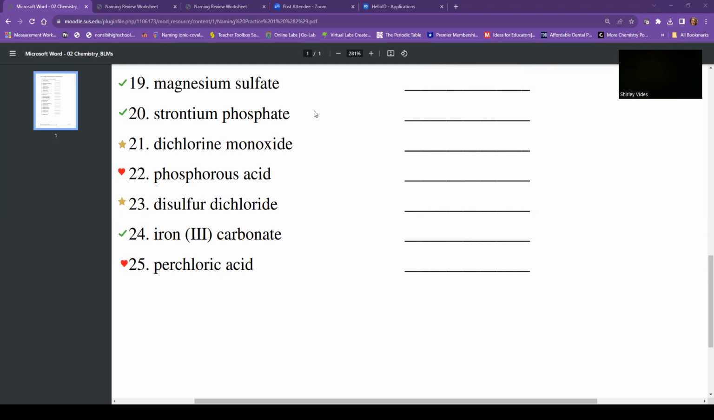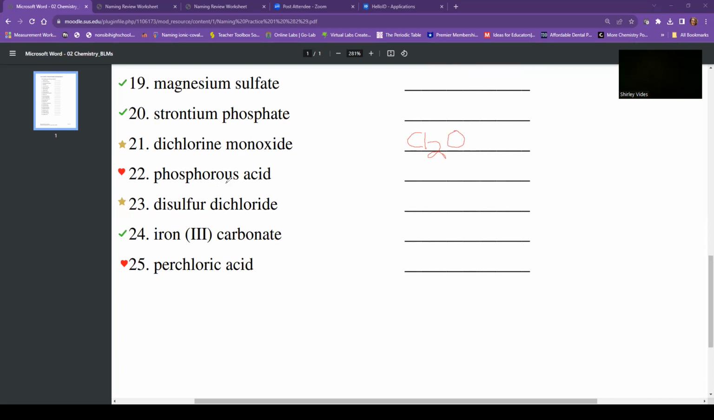All right. So magnesium sulfate. See, it's just telling me, right? Magnesium, sulfate, do your crisscross, and you've got it. Strontium phosphate, same thing. Dichlorine monoxide. Okay, di means 2, mono means 1, right? So you just write down what it's telling you. Dichlorine, that is Cl2, monoxide. Cl2O. That's it.